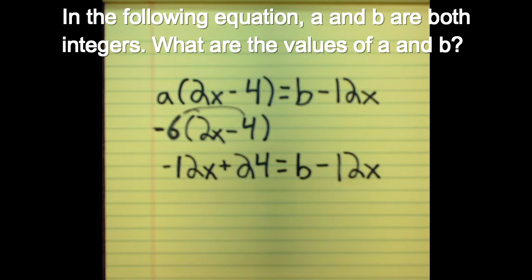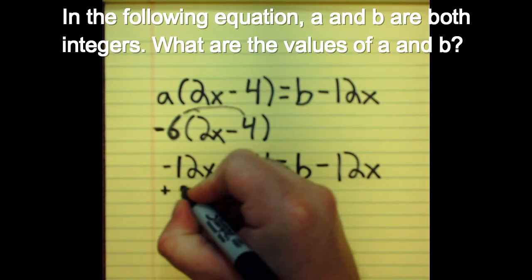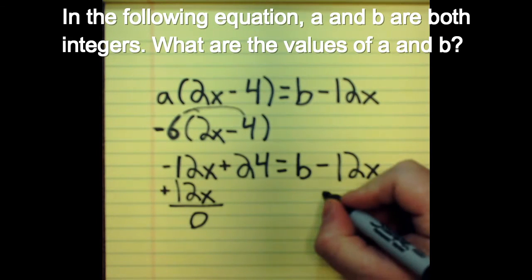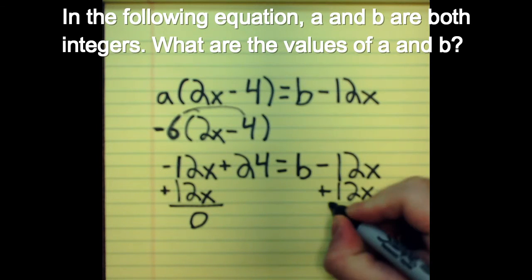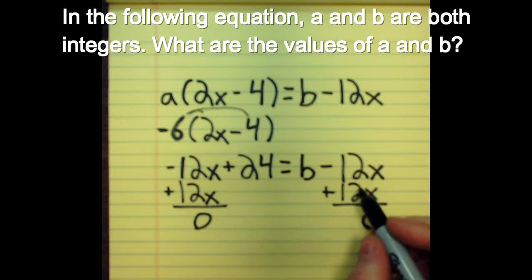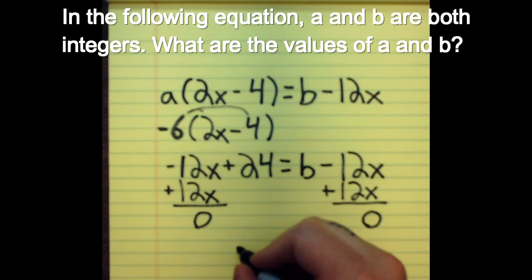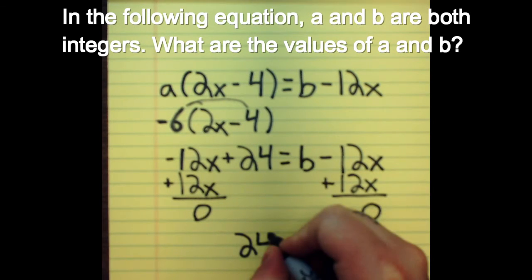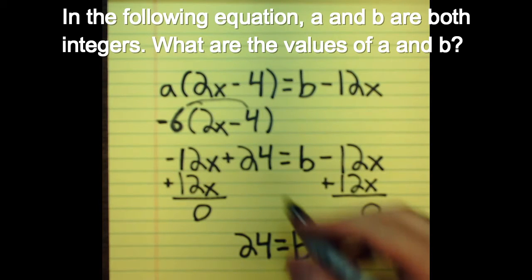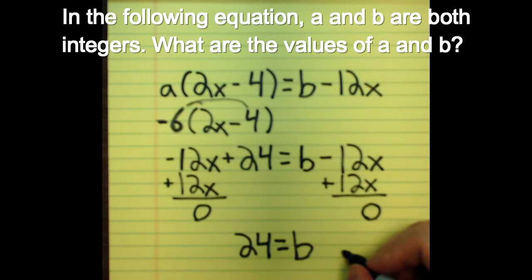Now what I can do is take this 12x and move it over here. The reason I wanted to get negative 12x is because I know on this side I can add 12x to both sides, and that will give me 0. If I do the same thing here, I can add 12x here, and that will also give me 0. So now I've gotten rid of the x terms, and I'm left with 24 equals b. So now I can say that b equals 24, and I can use a equals negative 6.